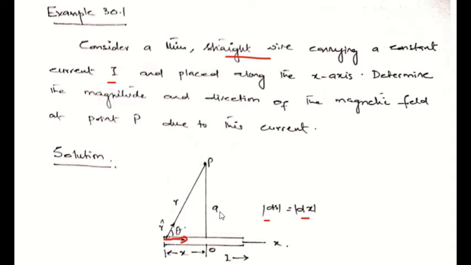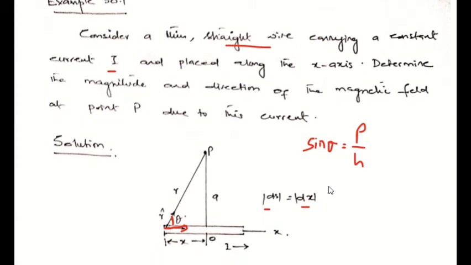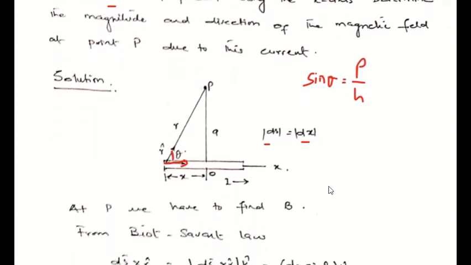Now I have angle theta over here, and this is a right angle triangle. So if I want to find sine of theta, what will I do? I will use the basic trigonometric rule, that is perpendicular over hypotenuse. So let's start solving the problem.